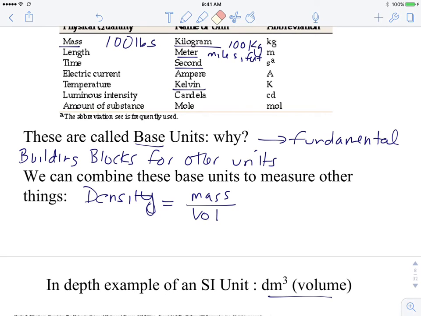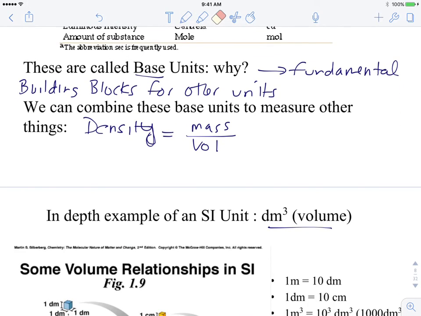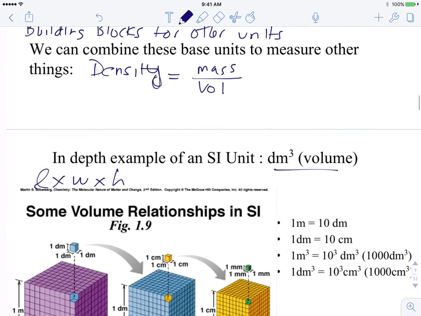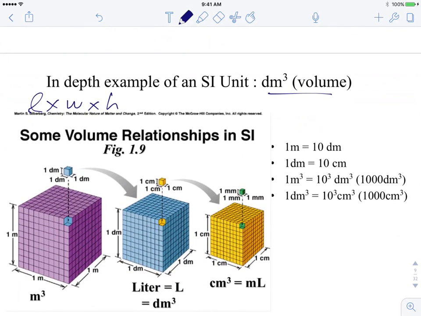But when we look at density, one of the units is volume. And volume is actually a derived unit where you have a length times a width times a height. And so this creates a situation where you have a cubic unit. Like if we look, for example, at the first cube here that I have, I have a length 1 meter by a width 1 meter by a height 1 meter, and that gives me a cubic unit, meter cubed.